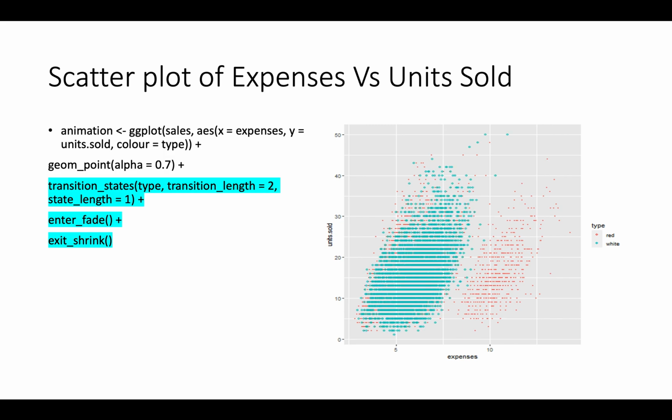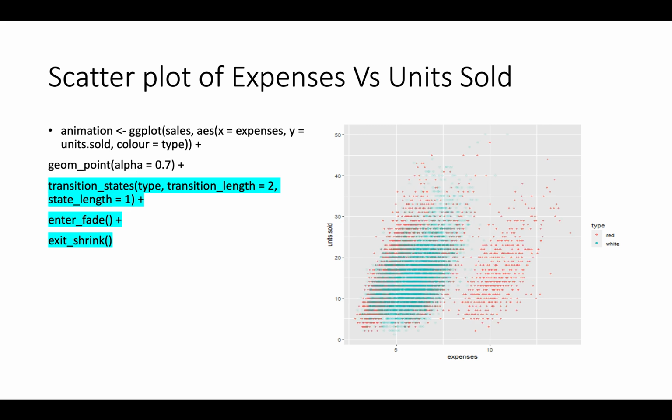I've used enter fade and exit shrink. So as you can see, when the points appear in the graph, it basically fades in, and when the point exits, it basically shrinks out. So what does enter fade basically do? Enter fade will simply set the alpha value to 0, making the elements fade in or out during transition. Exit shrink will set the elements to 0 size, making them gradually shrink out of existence.